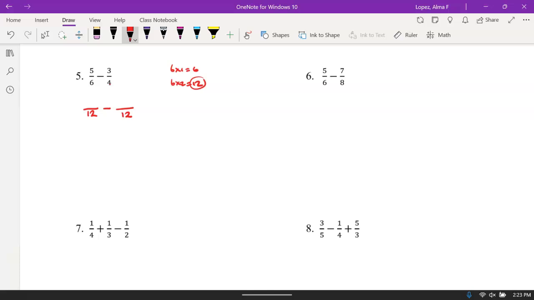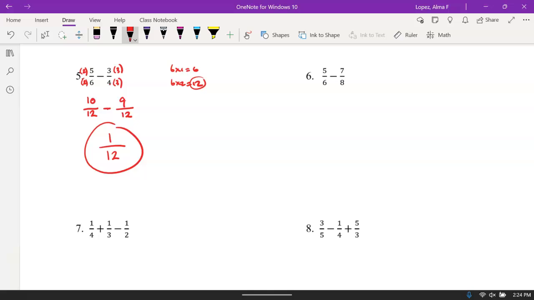Now, how do I make 6 look like a 12? I'll multiply by 2, but if I do it to the bottom, I do it to the top. And 2 times 5 is 10. On the second fraction, how do I make a 4 look like a 12? I multiply by 3, but if I do it to the bottom, I do it to the top. And 3 times 3 is 9. Now, subtract. 10 minus 9 is 1 over 12.